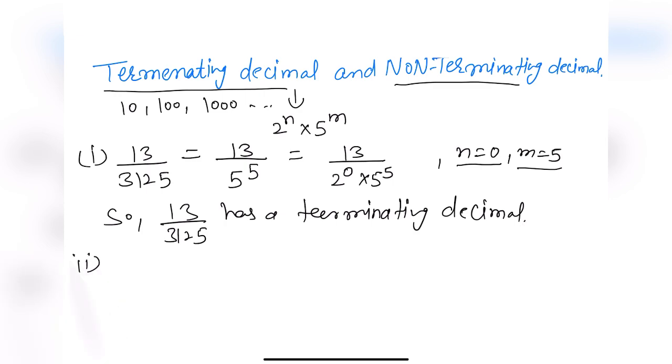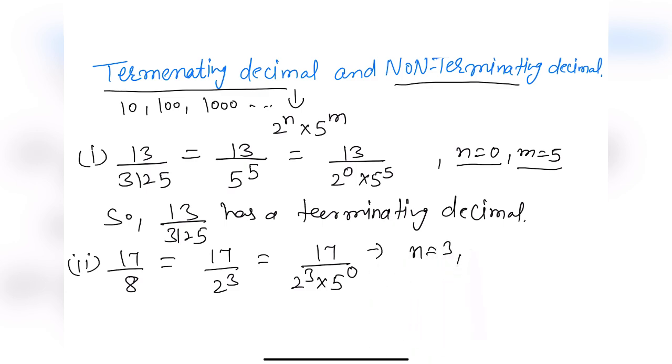Suppose we have a second question like 17 over 8. We can write it as 17 over 2 raised to power 3 into 5 raised to power 0. Remember that any number raised to the power 0 is equal to 1. That's why we can write here 5 raised to power 0, which means 1, and 1 into any number gives the same number. So it is also of the form where n is equal to 3 and m is equal to 0. So it is also a terminating decimal.